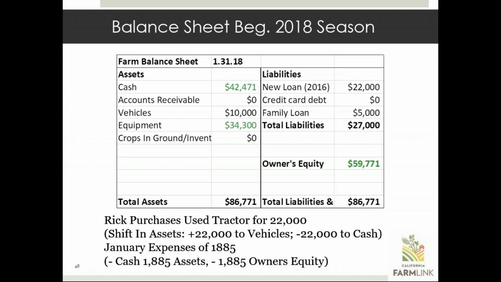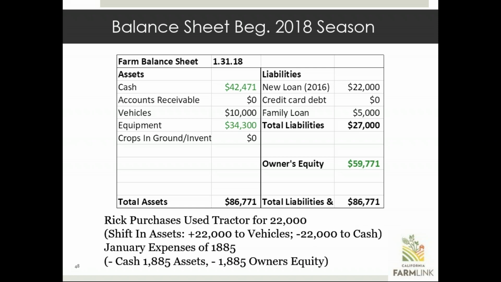The balance sheet at 1/31/18, you'll see that the cash position has reduced, so that $22,000 that he had gotten in the loan was actually used to purchase the tractor. But you can also see that the equipment line item increased by $22,000, which is the book value of that tractor. So the $22,000 moved from cash, when he had received it, had been booked as cash when he received the loan proceeds, and moved down to equipment.